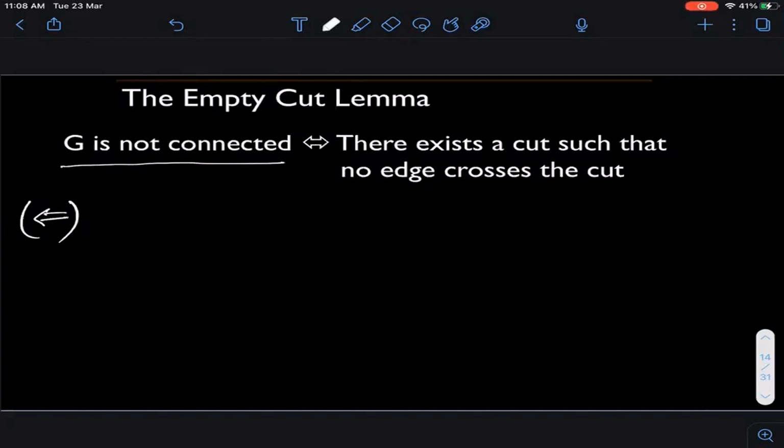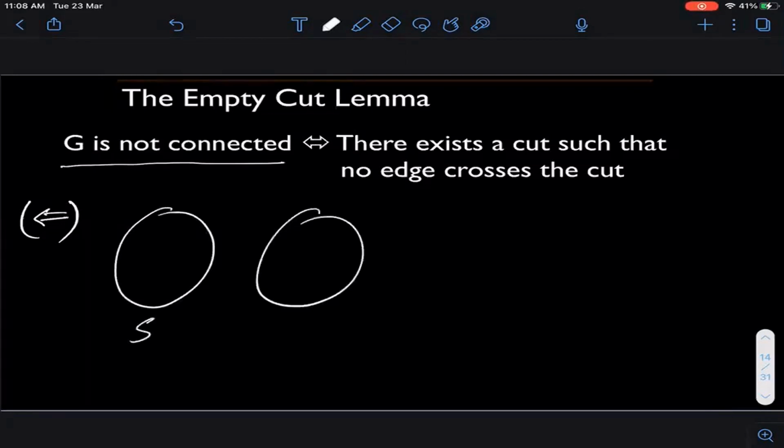तो एक empty cut मान लीजिए है ग्राफ में. तो empty cut कैसे दिखता है? So suppose this is S and this is S bar. यहाँ पे कुछ vertices है, यहाँ पे कुछ vertices है, but there are no edges going across it. Right. So this is the easy direction, which is why I am doing this first.